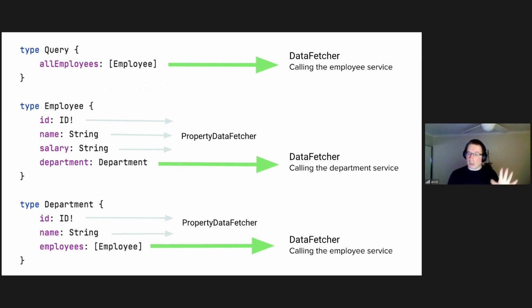So again, the mental model here is important. You will normally in a real-life API only define a bunch of custom data fetchers. Most data fetchers are actually property data fetchers.